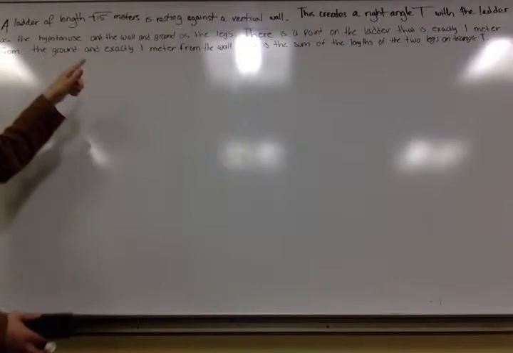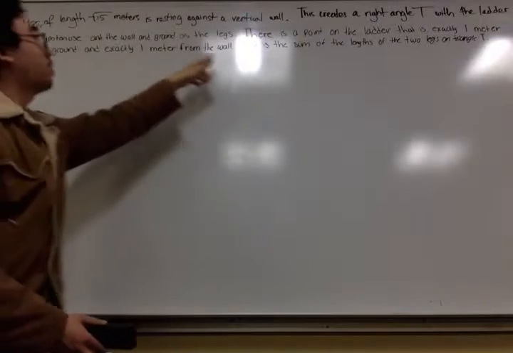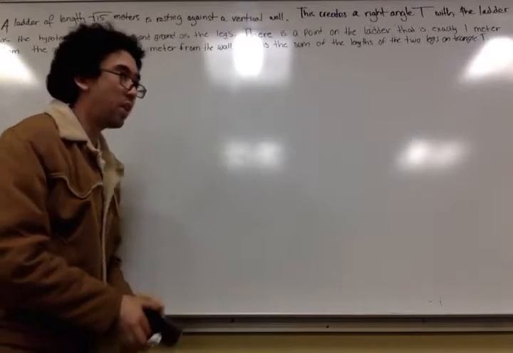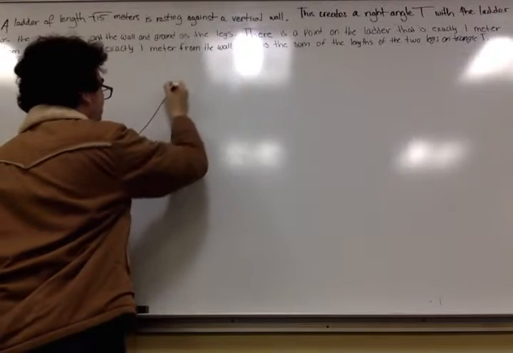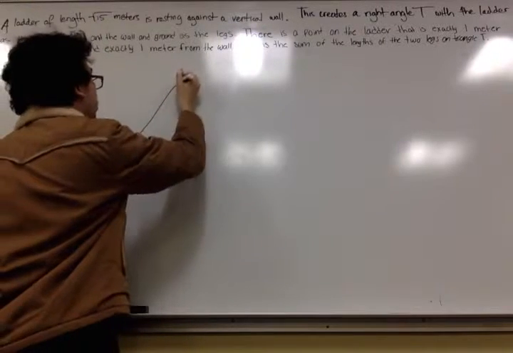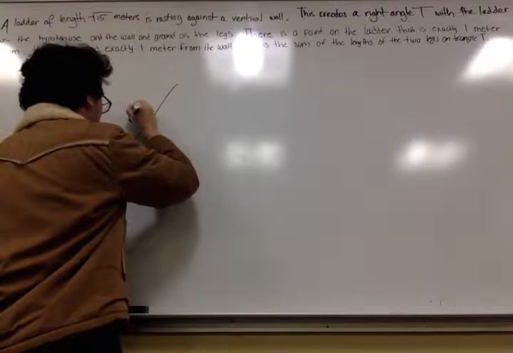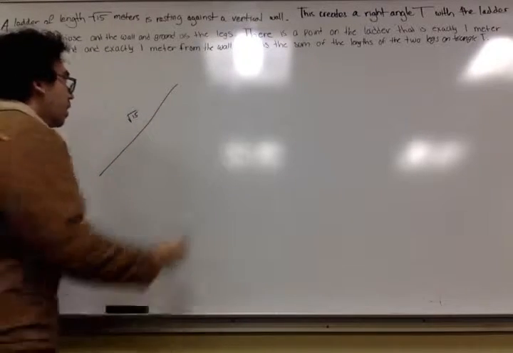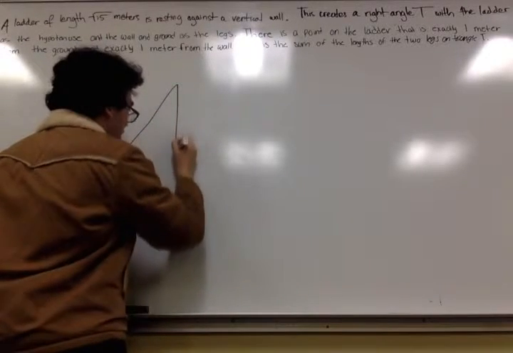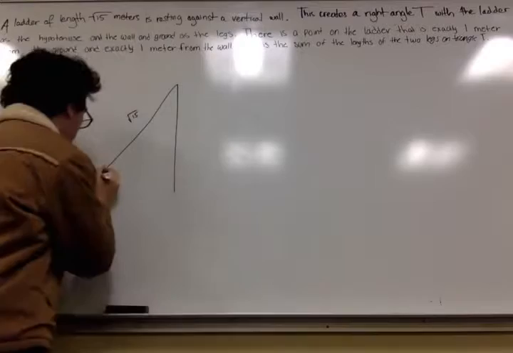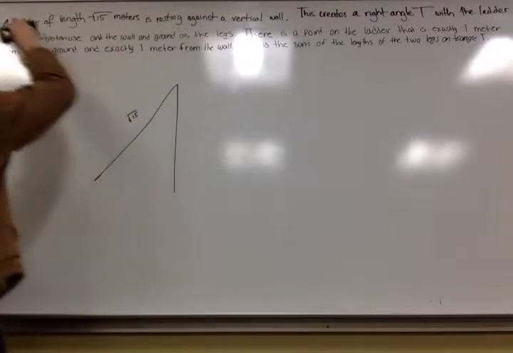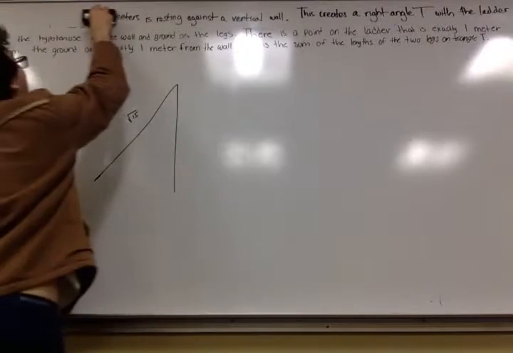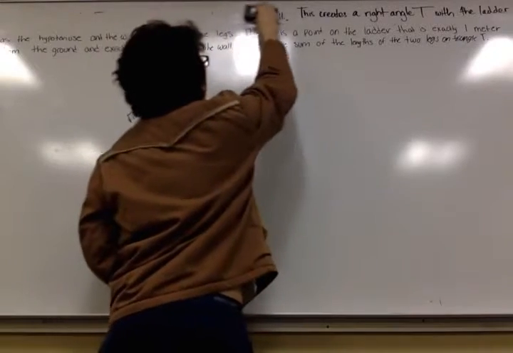A ladder of length root 15 meters is resting against a vertical wall. Let's draw that. So here's a ladder. I'm going to draw it this way. Everyone else drew it the other way in class, but I'm going to draw it this way. And it's root 15 meters. And here's our vertical wall. So I guess someone's putting up Christmas lights or something. Okay, so we're going to erase that part of the problem now, so it doesn't confuse us.